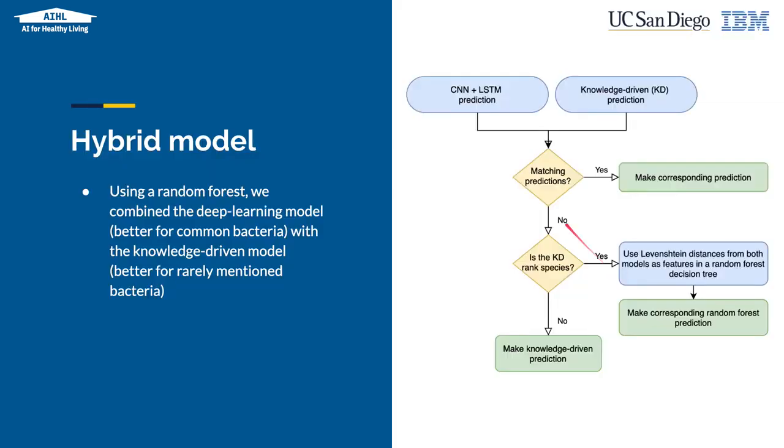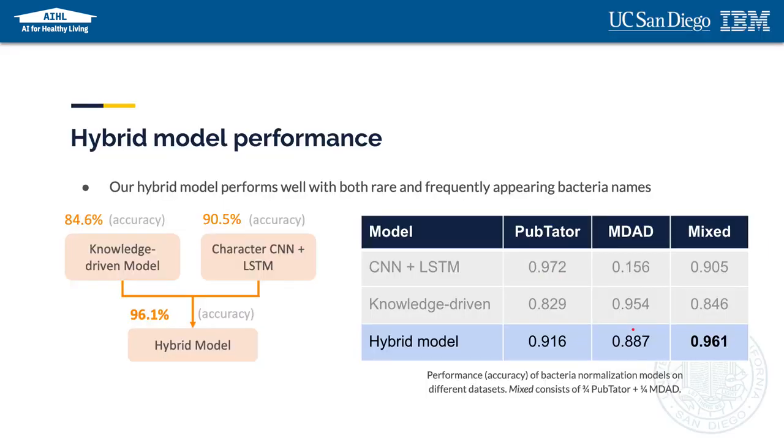So what we did is develop a hybrid model where we combined the predictions of both the CNN and the knowledge-driven model with a random forest algorithm to make a more informed corresponding prediction. And we found that the hybrid model outperformed both single models on its own, and it was able to normalize both rare and frequently appearing bacteria names.